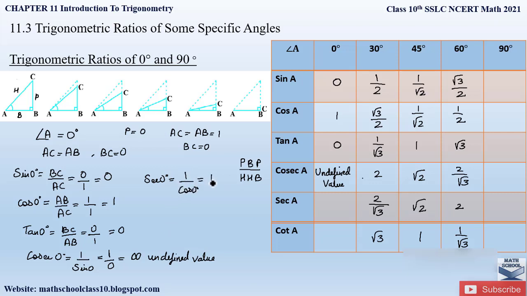Similarly, we will take secant 0 degree as the reciprocal of cos 0 degree. So 1 by what is cos 0 degree? It is 1. So 1 by 1 is nothing but 1. So secant 0 will be equal to 1. Then cot 0 degree will be equal to the reciprocal of tan 0 degree. So 1 by tan 0 degree. What is tan 0? It is 0. So again 1 by 0 is an undefined value. So again we will write here undefined value. Right? So here we made angle A equal to 0 to find out the trigonometric ratios for the 0 degree angle.